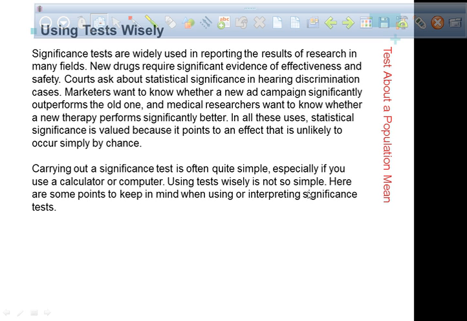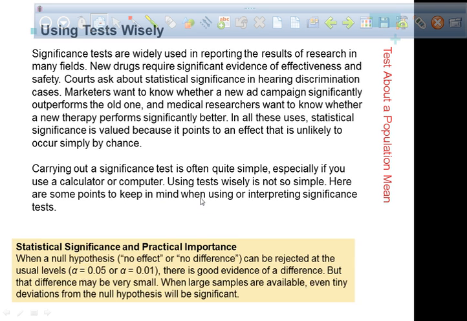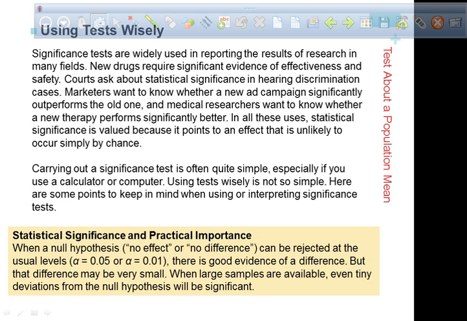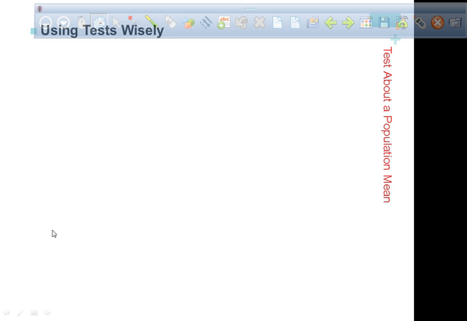Using tests wisely is not so simple. Here are some points to keep in mind when interpreting your significance test. The null hypothesis of no effect or no difference can be rejected at the usual levels when there's good evidence of a difference. But too many differences may be very small. When large samples are available, even tiny deviations from the null hypothesis will be significant.